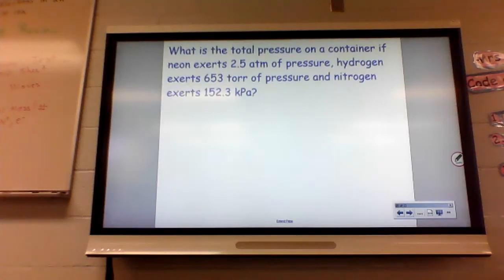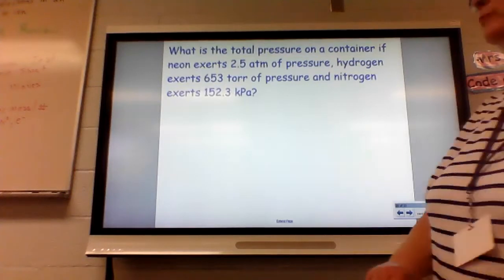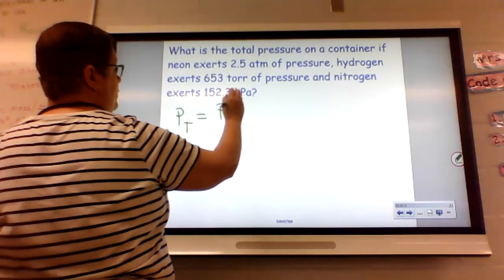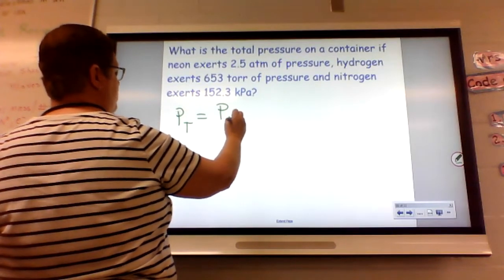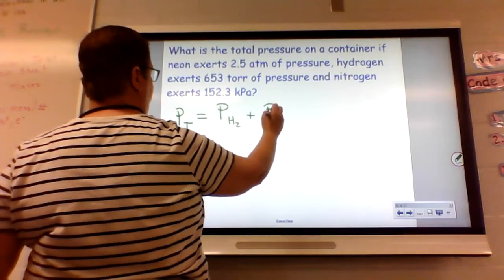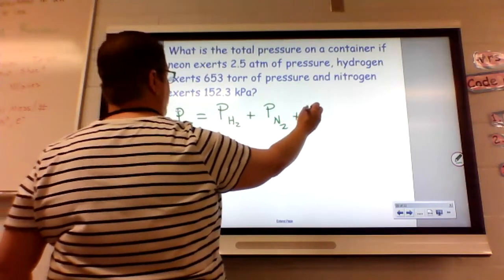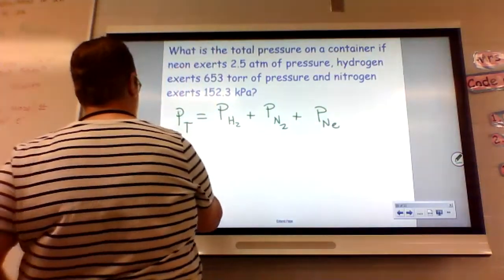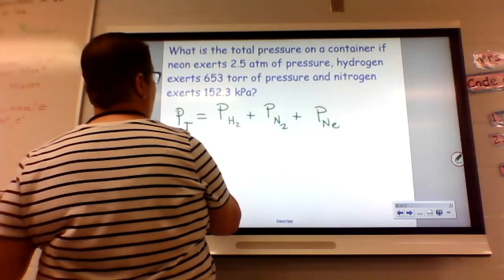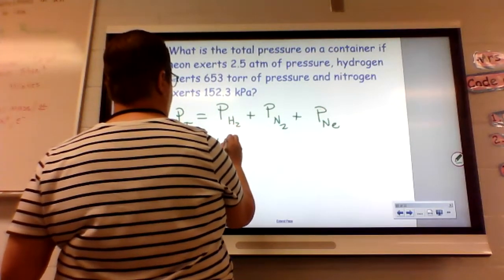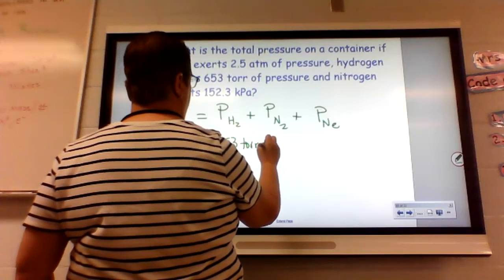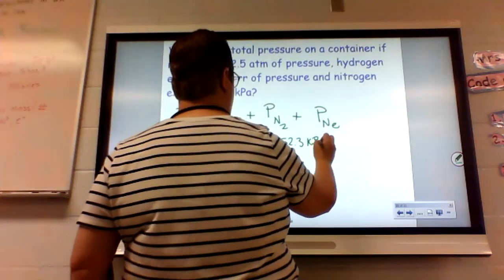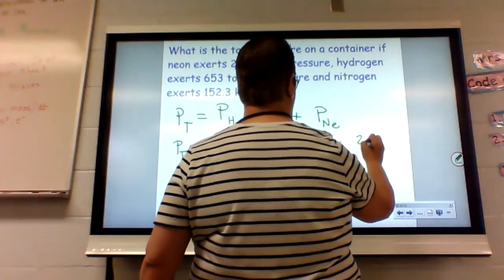All right, can I solve or no? Yes. All right, so pressure total is equal to the pressure of, what gases do I have? I have hydrogen plus the pressure of nitrogen plus the pressure of, who did I forget? Neon. I have the pressure of hydrogen, which is 653 torr, plus the pressure of nitrogen, which is 152.3 kPa, and neon was the 2.5 atm.